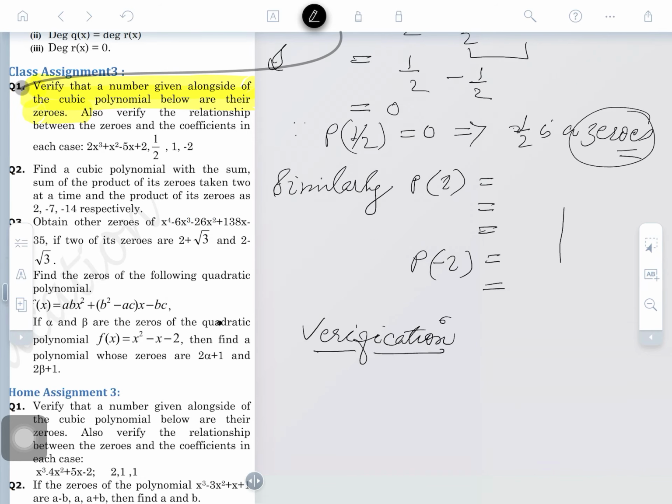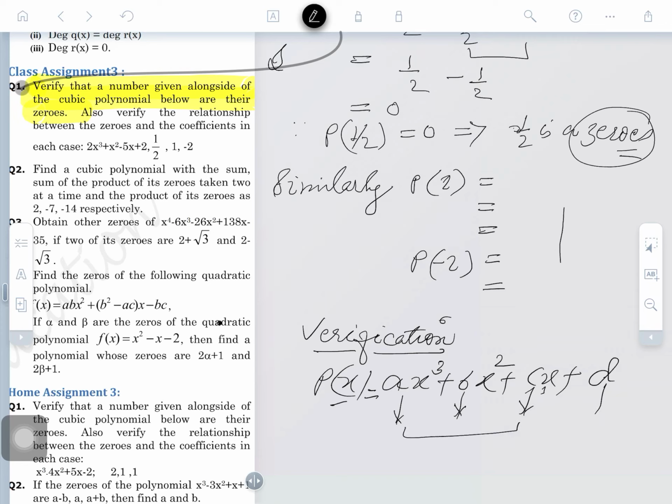Verification. So, how can the verification be done here? As you all know, in terms of this ax cube plus bx square plus cx plus d, this is a typical cubic polynomial. A, b, and c are also there, and d. So, these three are the coefficients, and this is called the constant term.